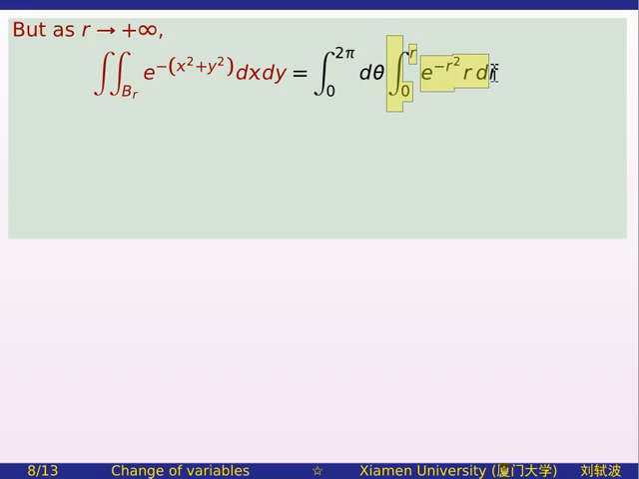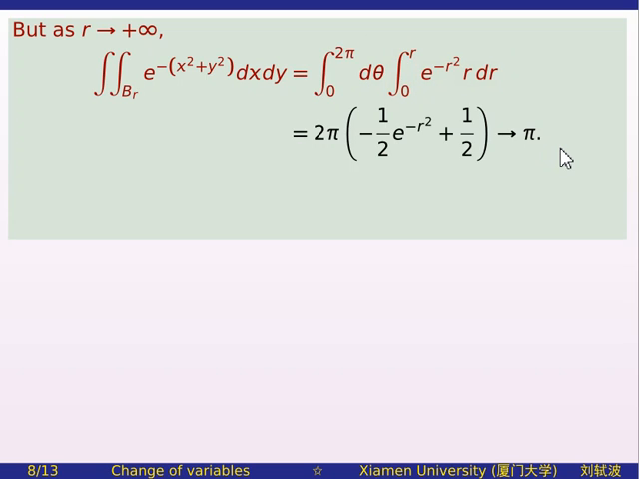Now the inner integral is easy to compute, because for this r you can let r squared be t, then r dr is half of dt. So this is exponential of minus t dt. The antiderivative of exponential of minus t can be computed. Therefore, this inner integral can be computed using the antiderivative and the fundamental theorem of calculus. It turns out that the integral inside is this number.